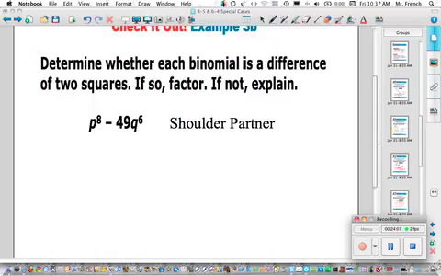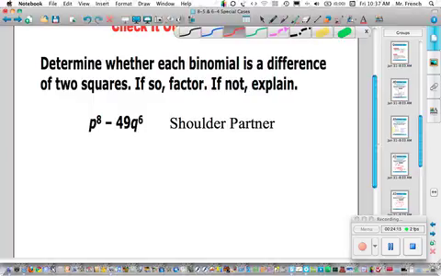Okay, let's take a look at this problem again. Before I go on, we had a question that was asked: what if this were a plus? How would that be different? I do not have a sum of two squares formula. We only have a difference of two squares formula. So if it says sum of two squares, in other words, if this is a plus right there, your answer would just be the word prime, because you cannot factor it.